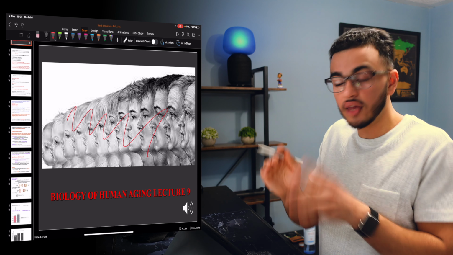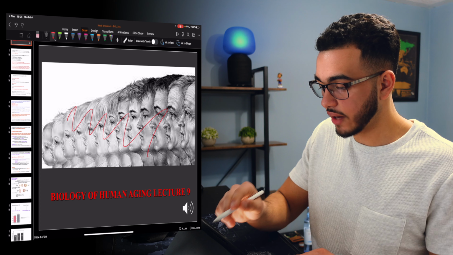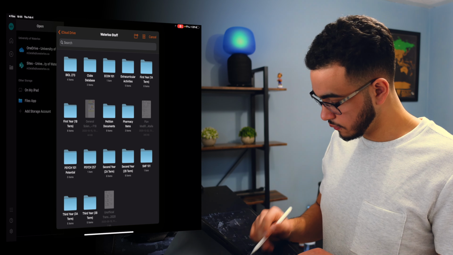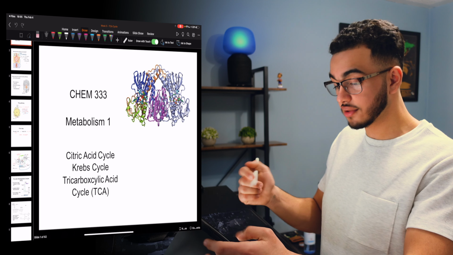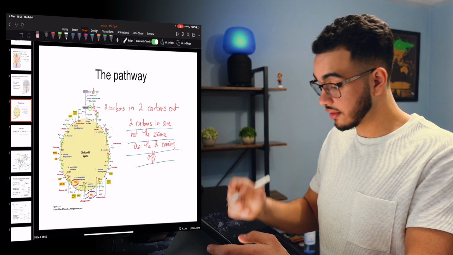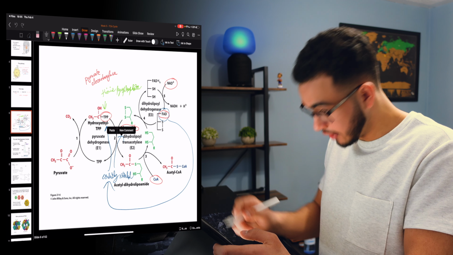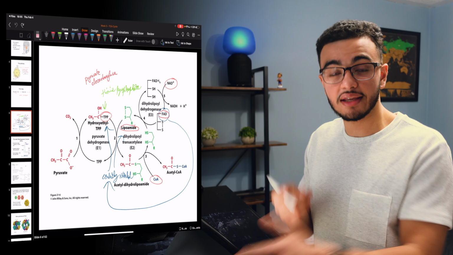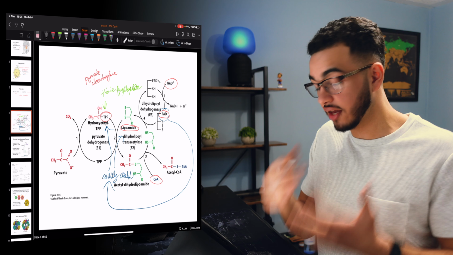This is the main reason why I don't use Notability. So if I were to go to my lectures from last semester where I had more notes, let's open the TCA cycle. You can see on this lecture, I took notes right then and there. This is actually the professor's notes, but you can see my writing right here, and I can actually delete anything that I wrote. I like writing on the slide exactly, just like I said earlier, because it helps me memorize and understand the information better.